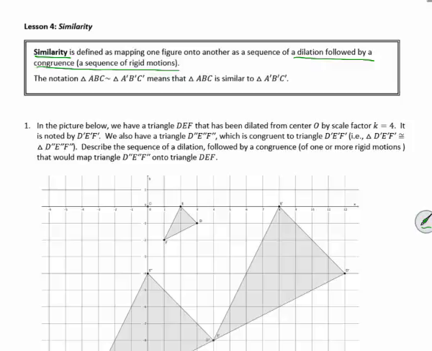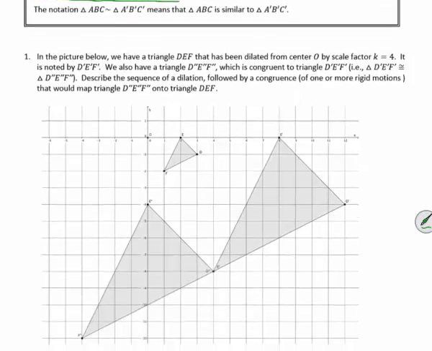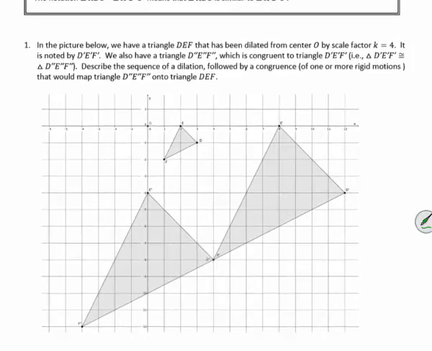All right, so let's take a look here. In the picture below, we have triangle DEF, which is right here. So here's our original triangle, DEF. It's been dilated by a scale factor of k equals 4. It is noted by D prime, E prime, F prime. So that's right here. We dilated it by 4, now we're down here.